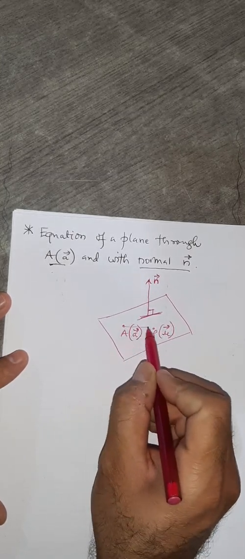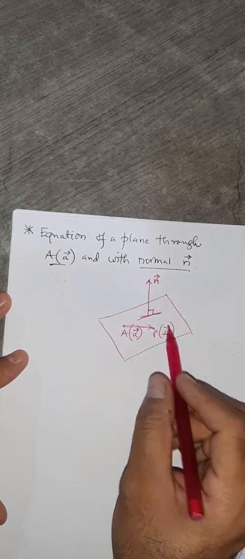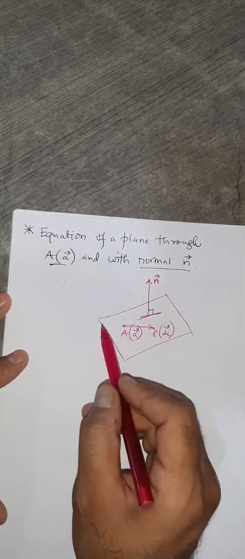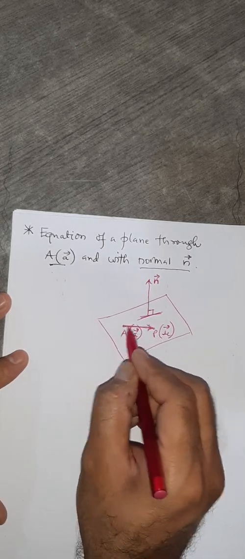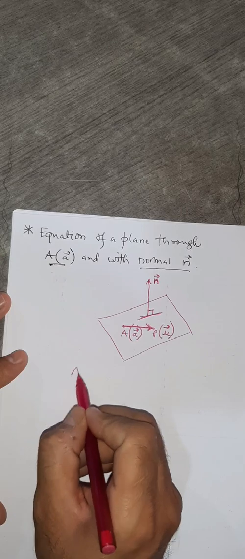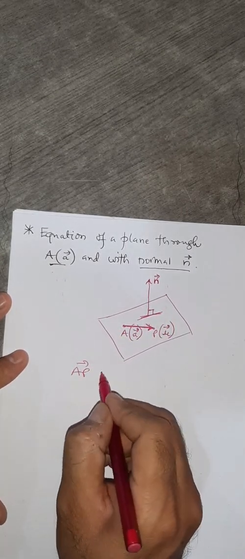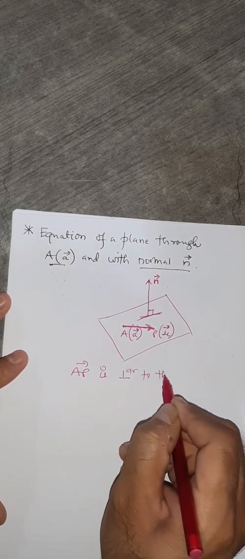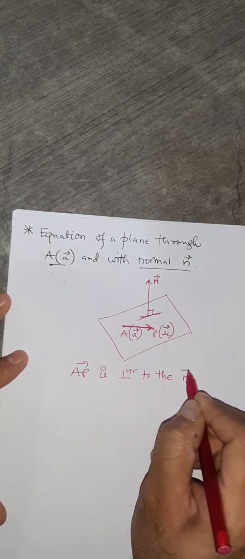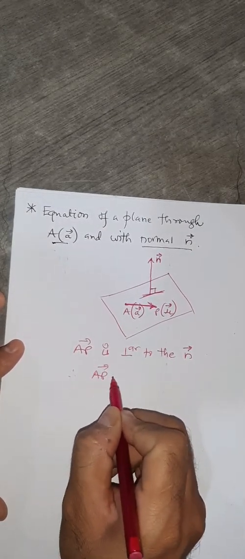So this is vector AP. This vector is inside the plane. Normal is always perpendicular to every point of the plane. So you can say, obviously, this vector AP, one vector inside the plane, is perpendicular to the normal vector n. So therefore this dot product must be 0.